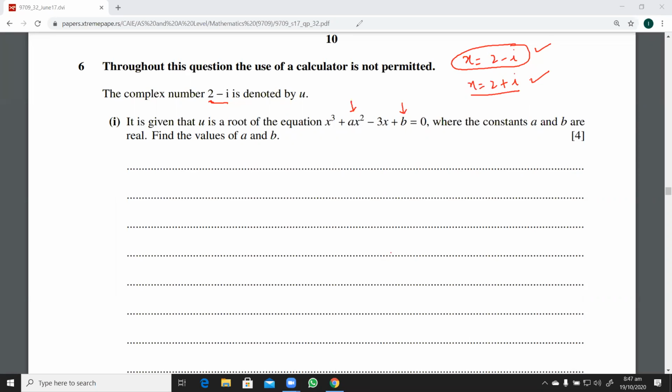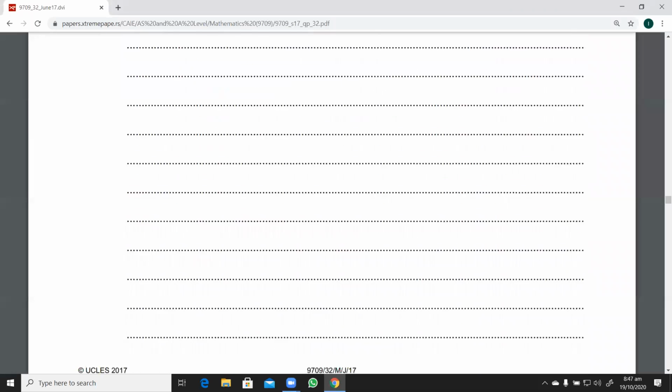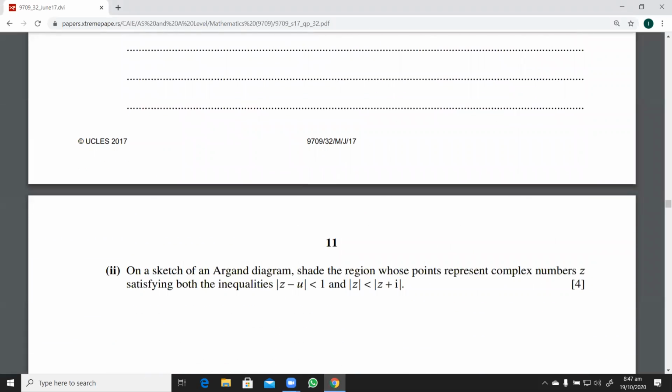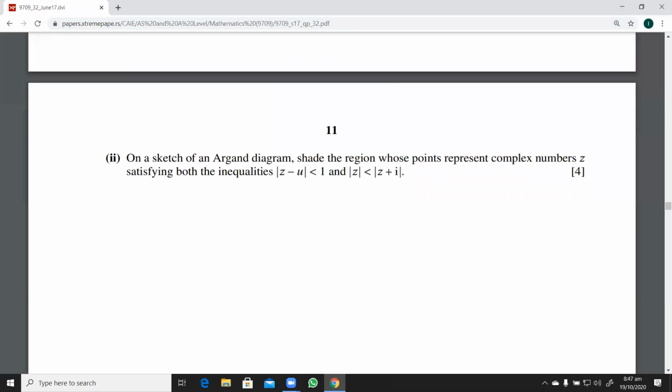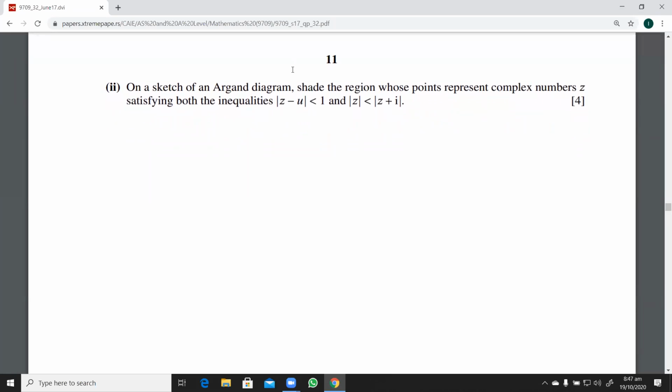Okay. Now, if you go on to the next part, that I'm more interested in, which includes locus in it. So this is the next question here. Yeah, here is the next question. We have to draw an Argand diagram here.